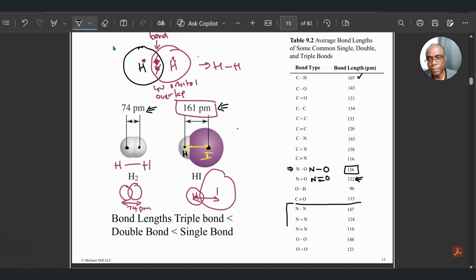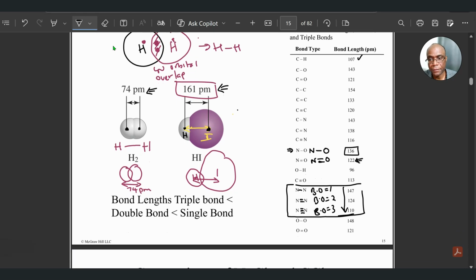could be better explained when you're looking at NN. So this is N single bond N, N double bond N. Look at the bond length. It's decreasing as you go up to the triple bond. So that's what we call bond order. The bond order here is 1. The bond order here is 2. The bond order here is 3 for nitrogen gas. So you can say increase in bond order equals decrease in bond length.